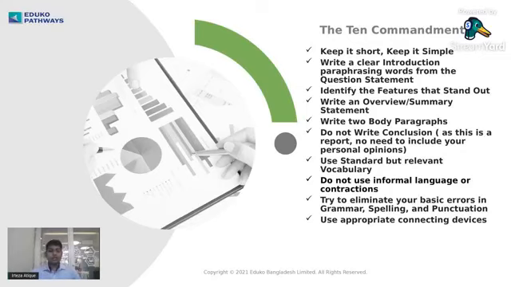Then the next one is, try to eliminate your basic errors of grammar, spelling, and punctuation. Very important. As you have seen earlier, there is a whole part named grammatical range and accuracy, which bears 25% of the marks. So if you commit grammar errors like spelling, punctuation, or sentence structure errors, that will deduct a lot of your marks. So be very careful about it. And last but not least, use appropriate connecting devices. As you all know, connecting devices are very important in this kind of report writing or essay writing. So learn a lot of connecting devices and learn how to implement them in your paragraph with relevance. Use words like furthermore, moreover, however, things like that. There are a lot of good connecting devices. You just have to use them in the right place.